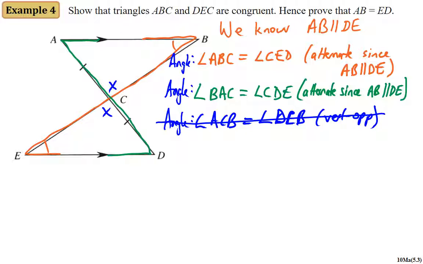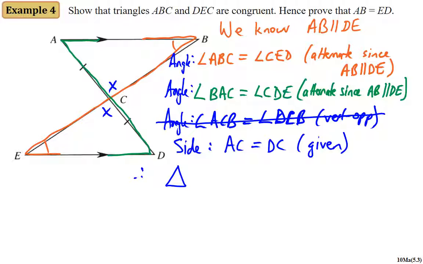I'm going to ignore this one because I wrote it last. I need to deal with side to test for congruence. So I can see A to C is the same length as D to C, given because there's a marker on it. Therefore, and the order is important here, triangle ABC is congruent to, now in triangle ABC, A matches with D, so I'm going to have the D first. B matches with the E. You can see that from my alternate angles, and I have no choice but to put the C last. By angle, angle, side.